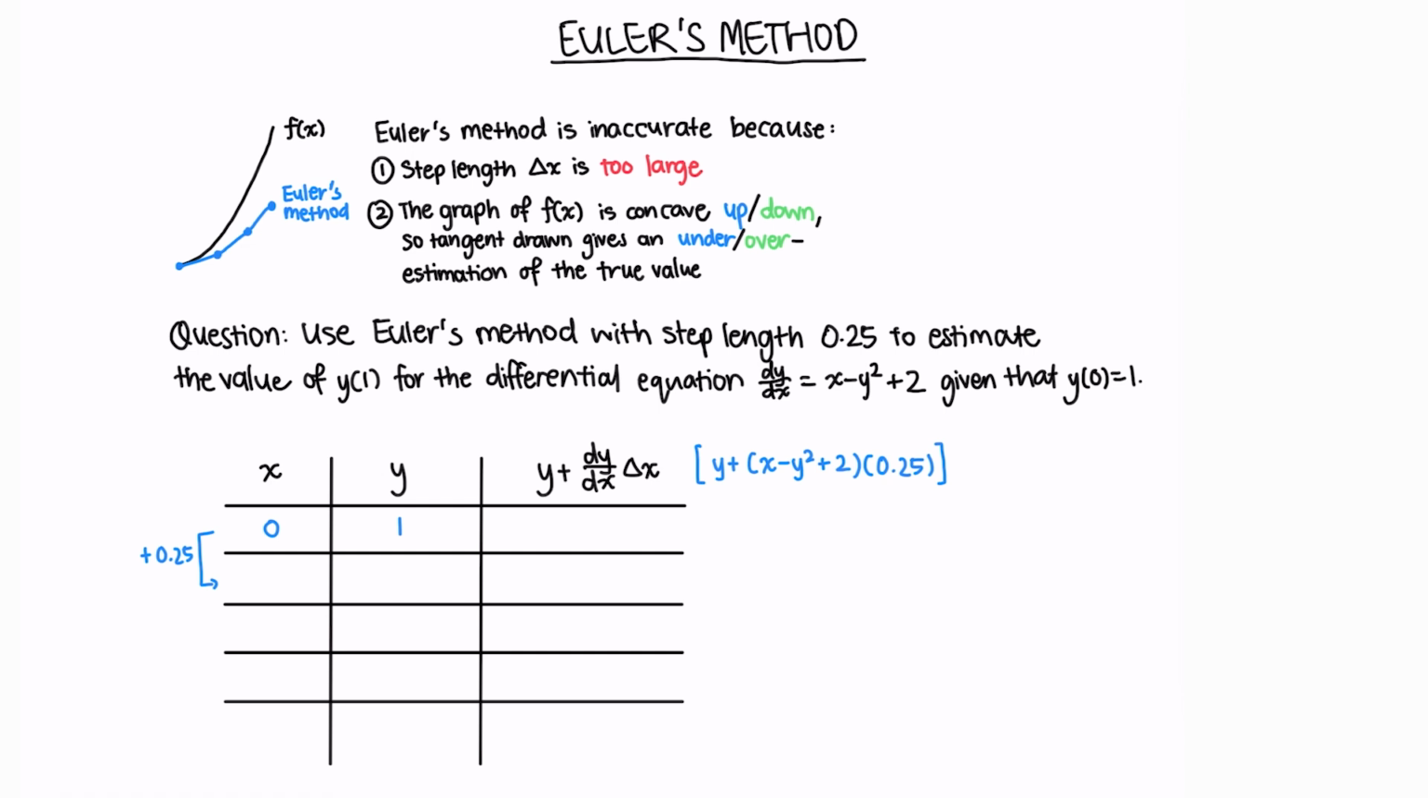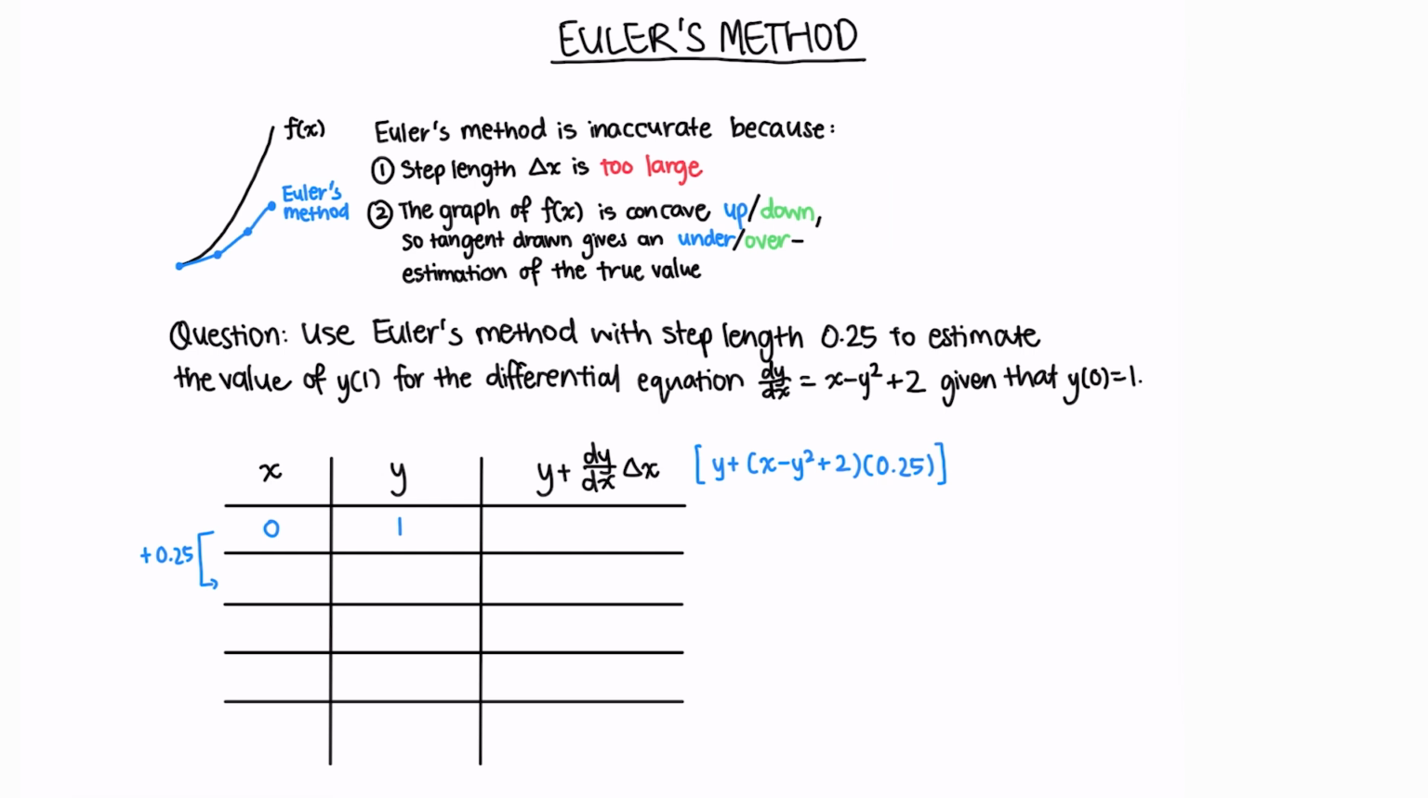If the graph is concave up like this, for the specified domain, which is between your initial condition and the endpoint which you want to find, we see that the tangent drawn will always give an underestimate. As you can tell, this is an underestimation, and even if we decrease the step length, this will still be an underestimation. Now instead, if we draw a graph that is concave down, we can see that Euler's method gives you an overestimation of the true value of y.